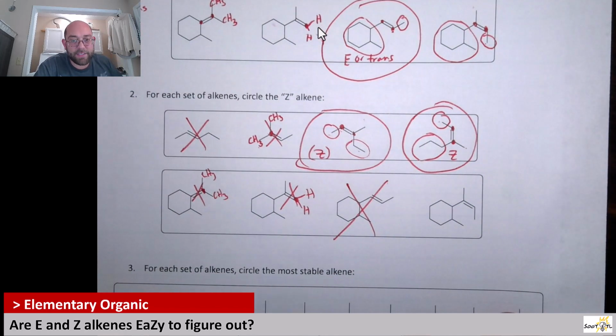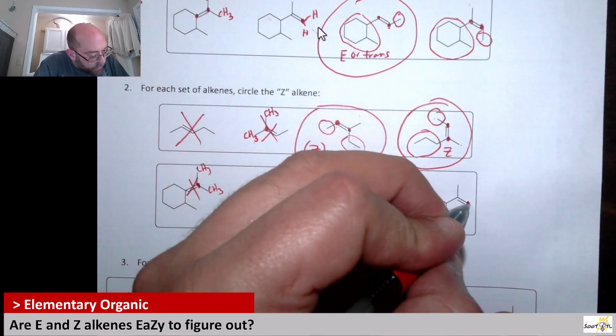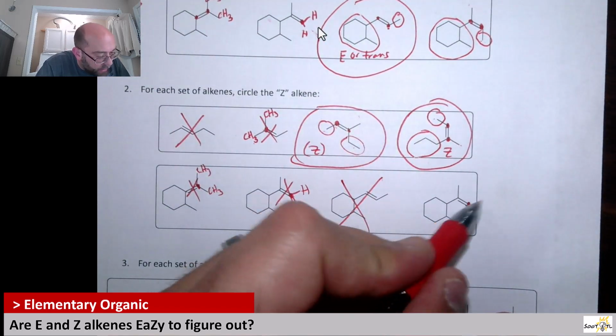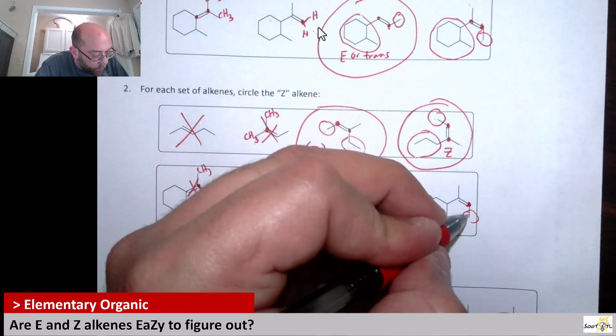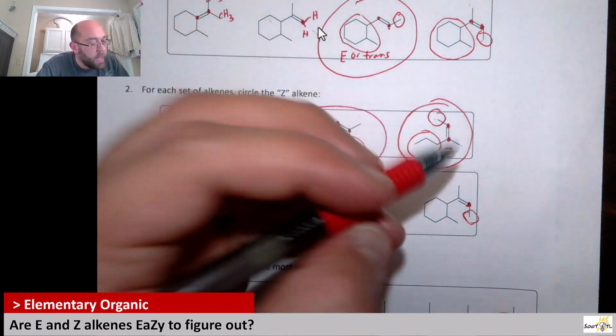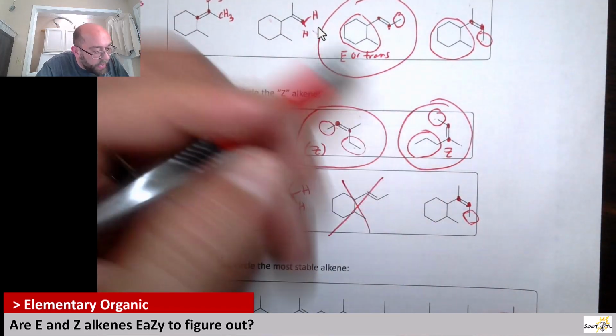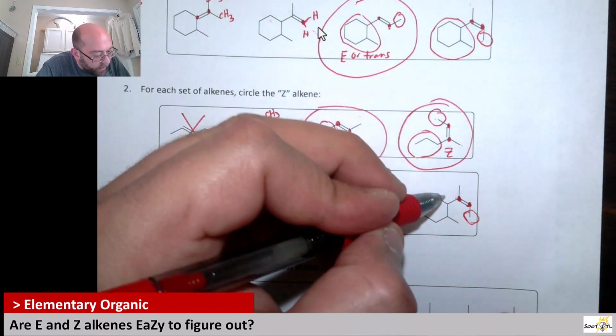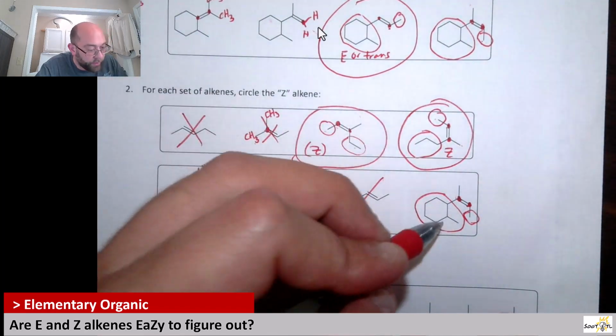And then our last one, on this double bonded carbon, we have a methyl and a hydrogen. So we have higher priority group there as the methyl. And then on this carbon here, we've got a methyl and the ring, and we already said in the previous question, the ring's the higher priority group.